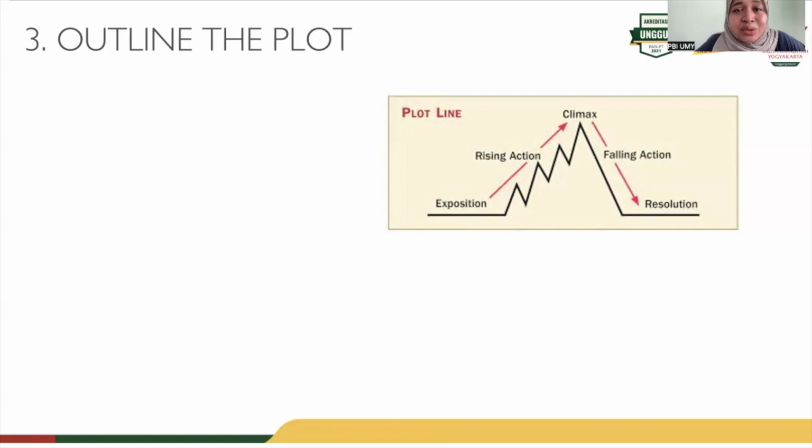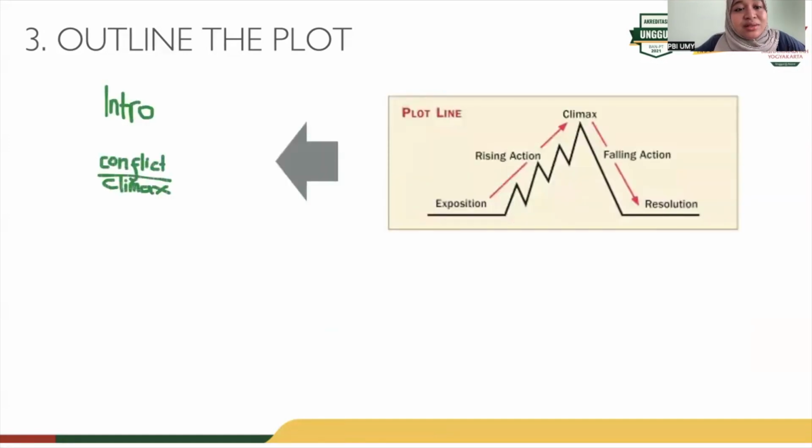Do we need to pay attention to those parts? Of course not. When we write a story, yeah, we need them. But when we summarize it, just focus on 3 of them. 3 significant parts. Those are introduction, conflict or climax, and resolution. Yeah, just 3 boxes that we need to prepare to put the information from the story. How the story begins, what happened in the middle of the story in terms of climax, and then how it ends.